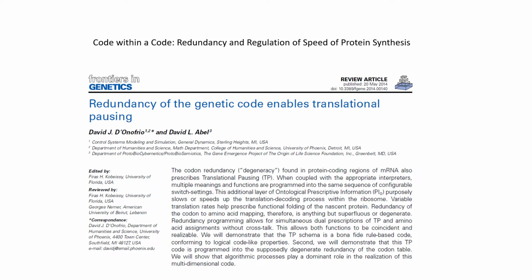Okay, let's now move to another code within a code. And remember, again, these are not things being coded by different sections of the DNA. This is the same code that simultaneously is conveying multiple different pieces of information, multiple layers. So the DNA code also regulates the speed of protein synthesis. This is a very important issue because as proteins fold, we've already talked about how they need to fold in the right way. Stable protein folds.